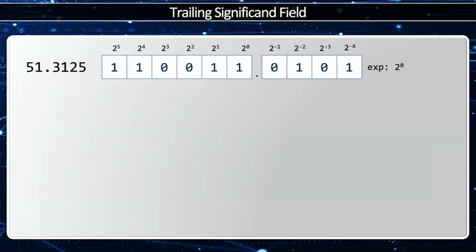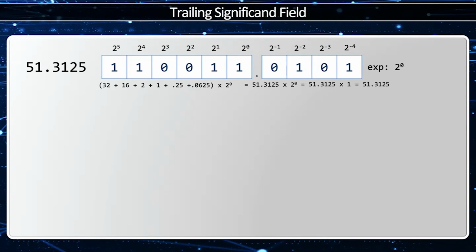And then we also have no 0.5s. We have a 0.25. We don't have a 0.125, and we have a 0.0625, and so on. And so we add that whole thing up. That's 32 from the 2 to the 5, 16 from 2 to the 4, 2 from 2 to the 1, and 1 from 2 to the 0, plus 0.25 plus 0.0625. And I'm going to take the whole thing and multiply by the exponent, which is 0. And so that's 2 to the 0. And that gives us 51.3125 times 2 to the 0, which is 1. And that's going to give us 51.3125.